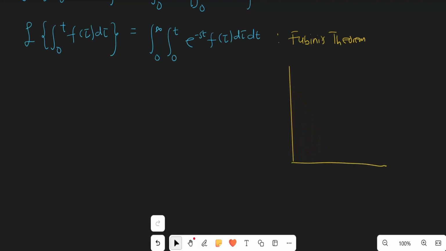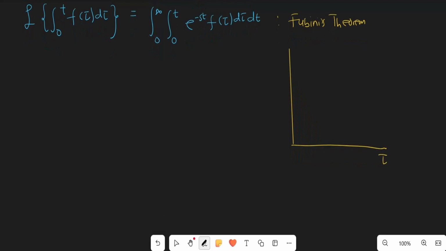So permit me to call this one the tau axis. That is, the horizontal axis is the tau axis, and the vertical axis is the t axis. So this is what I have, and then I am going to draw this. So that means that t is running from 0 to infinity. So t is equal to 0, and at the same time t is equal to infinity, and then tau is equal to 0, and at the same time tau is equal to t. So we are integrating with respect to t and then tau, but then tau is dependent on t. That's why you don't have the rectangular region. So let me plot this and we see what that region would be.